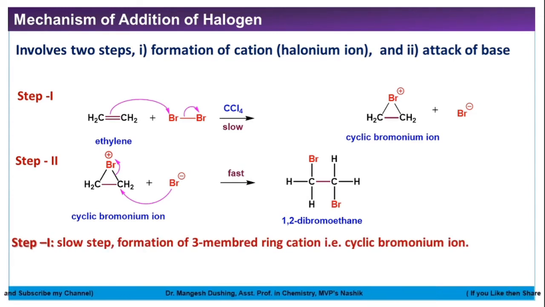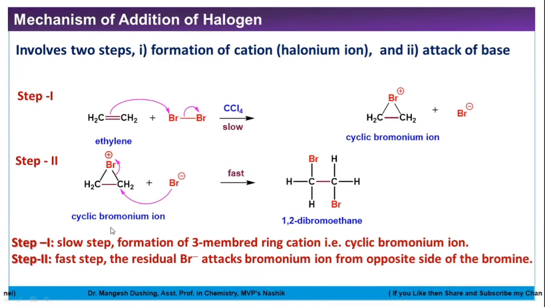The first step is a slow step. There will be the formation of a three membered ring carbocation, that is the halonium ion, where Br contains a positive charge, so that is called the cyclic bromonium ion. So this is the slow step, that's why this is the rate determining step. So the rate of the reaction depends upon the concentration of alkene as well as the concentration of reagent, that is Br2. Because this is the slow step, there is involvement of both the reagent as well as the substrate. The second step is a fast step, where the residual Br minus, that is the base, attacks the bromonium ion from the opposite side of the first bromine.